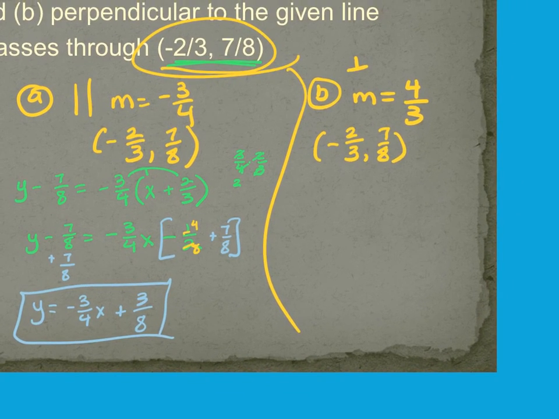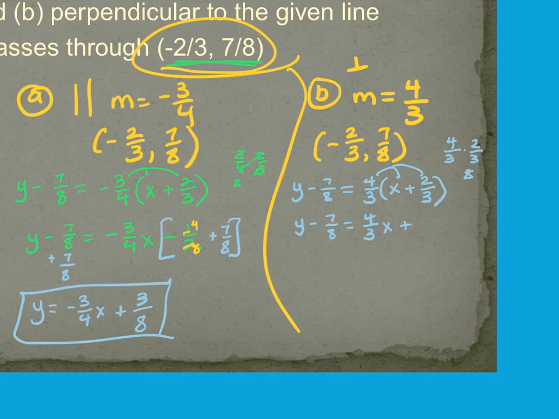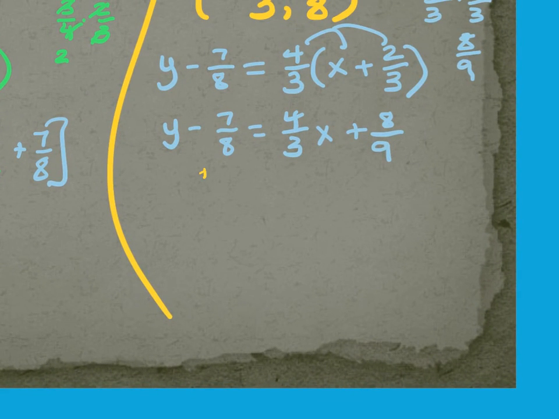Now I have to find the equation of a line through that same point, but perpendicular to my original one. So now I use y minus 7/8 equals, my m is 4/3 this time, x minus a negative 2/3, which becomes plus 2/3. Y minus 7/8 equals, distribute this in, 4/3 x plus, now I have to do 4/3 times 2/3, which is 8/9. Add the 7/8. Y equals 4/3 x.